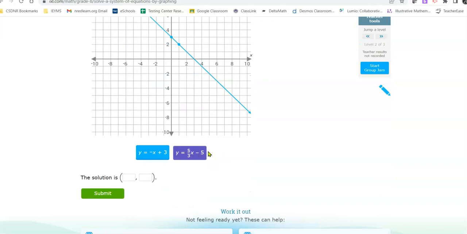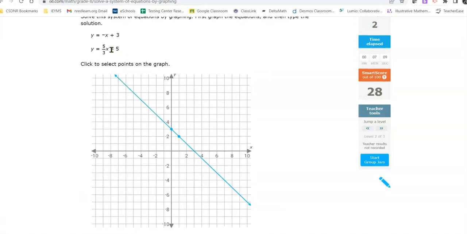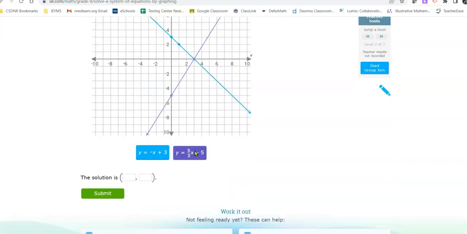There's our first graph. Now click over to the purple one, and we're going to start at our y-intercept, which is -5, and follow the slope. 5 is the rise, 1, 2, 3, 4, 5. 3 is the run, +3, and click. That also happens to be our solution, or our intersection, and that is 3 on the x-axis and 0 on the y-axis.